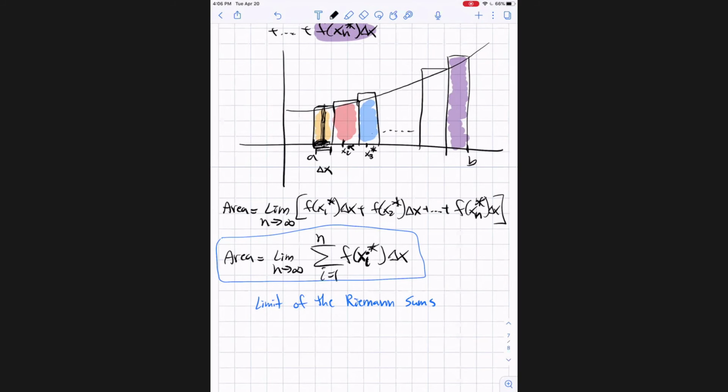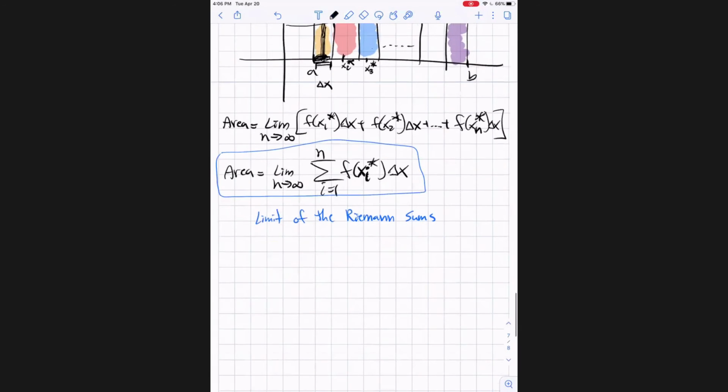So everything in that blue box is the limit of the Riemann sums? Yeah, limit of the Riemann sums. Basically, the Riemann sum is when you're adding up all those little rectangles, it gives you an approximation of the area underneath the curve. But if you take the limit as n goes to infinity and those rectangles keep getting smaller and smaller, then you're going to get the exact area.